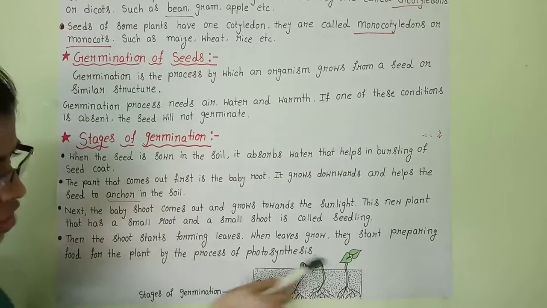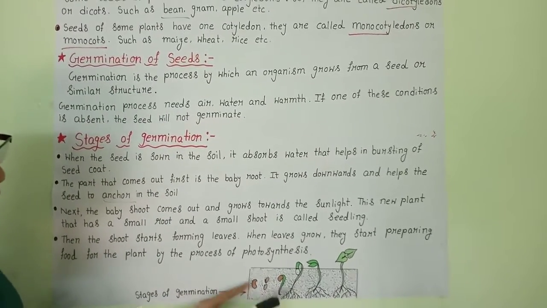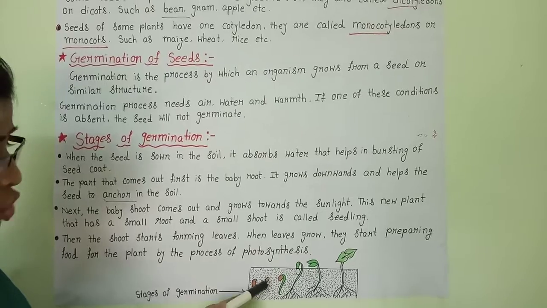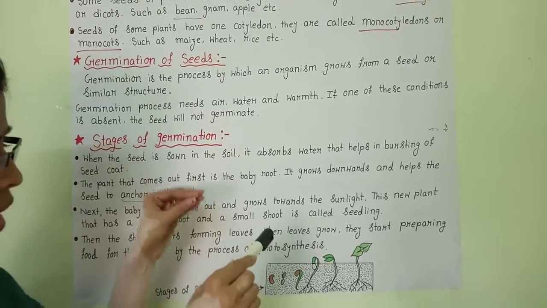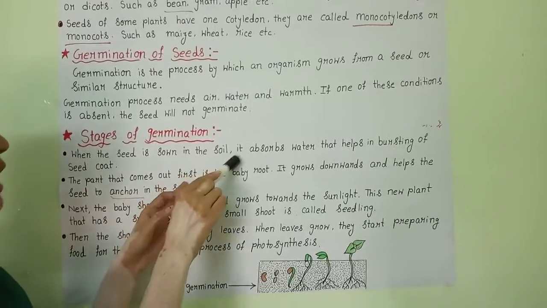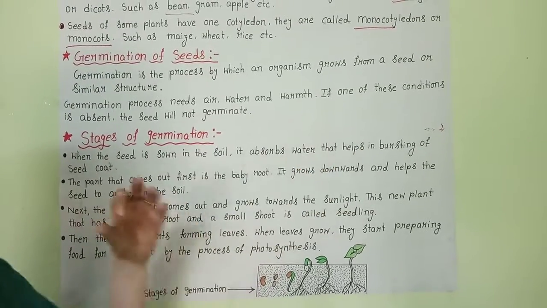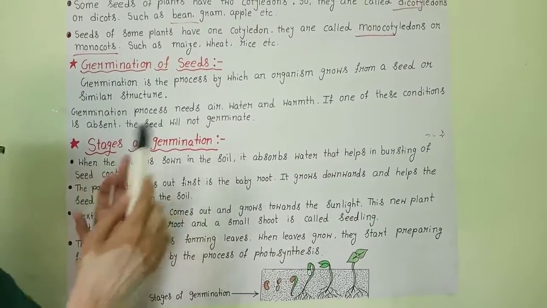So students, this is the structure of germination of a seed. First, we can sow the seed in the soil. Sown means planted or put in the soil. When the seed is sown in the soil, it absorbs water from the soil, and that helps in bursting of the seed. This is the first stage of germination.